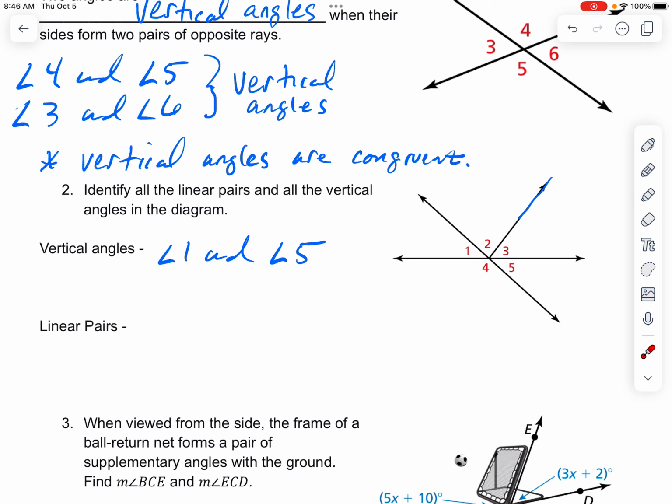We do have two linear pairs in this diagram. Remember, two angles that together make a straight line. So here's a straight line where angle 4 and angle 5 make a straight line, and then the other pair is here with angle 1 and angle 4. So angle 1 and angle 4 are a linear pair, and then angle 4 and angle 5 are another linear pair.